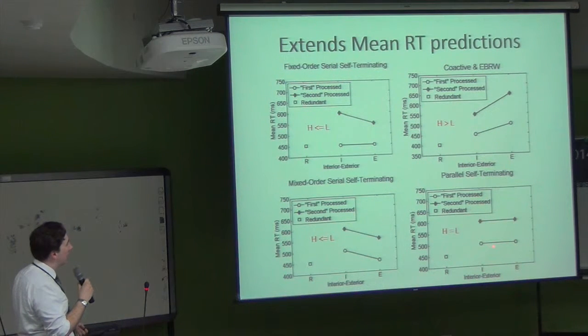If you have a parallel self-terminating model, well, there's no effect of this conflicting information. If you have a coactive model, then you get an increase in the mean response time as the conflicting information source increases. But for a serial self-terminating model, it either stays the same if you've got a fixed order on one dimension, but it decreases on the other dimension, or if you've got a mixed order serial self-terminating process, it decreases on both dimensions.